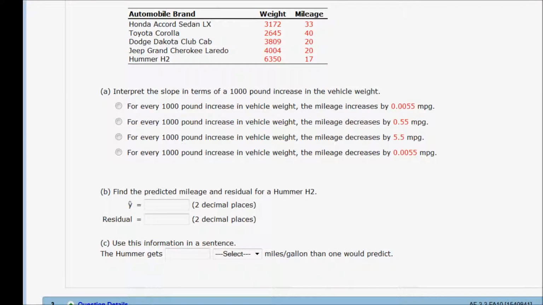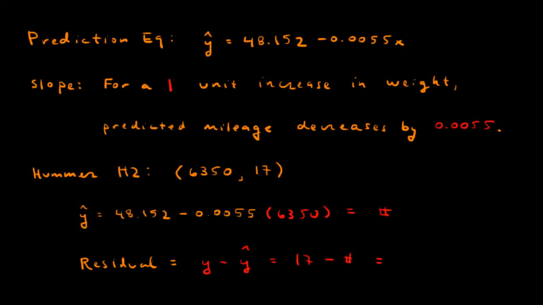The last part of the question is asking you to interpret the residual. So let's say that this residual had been positive 2. It's not. Let's say that it is. That means that the Hummer H2 gets 2 more miles per gallon than we would predict. And if this had been something like -3, this means the Hummer H2 gets 3 fewer miles per gallon than we would predict. So the sign of the residual is important in the interpretation.